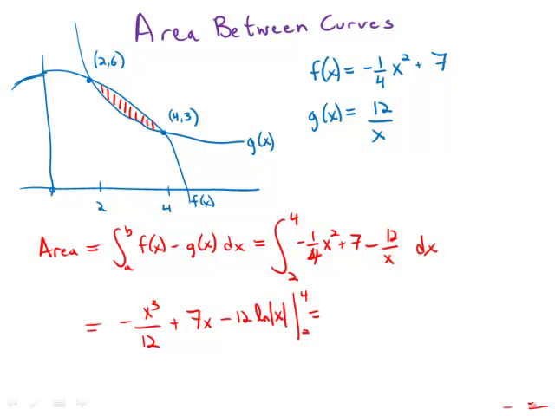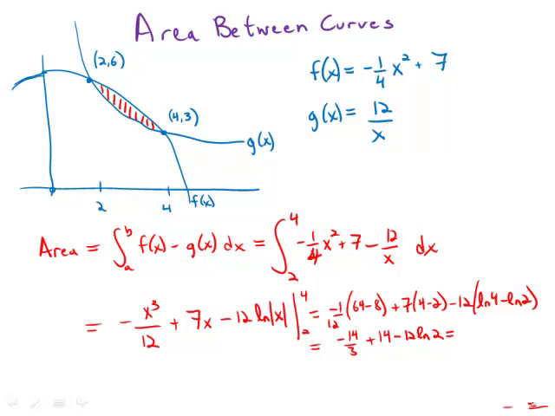Well, I'll evaluate each term separately. We have a negative 1/12 times 4 cubed, 64, minus 2 cubed, which is 8, and then 7 times (4 minus 2), minus 12 times (log 4 minus log 2). And of course, log 4 minus log 2 is log of 4 divided by 2, which is just log of 2. And so this simplifies to negative 14/3 plus 14 minus 12 log 2.